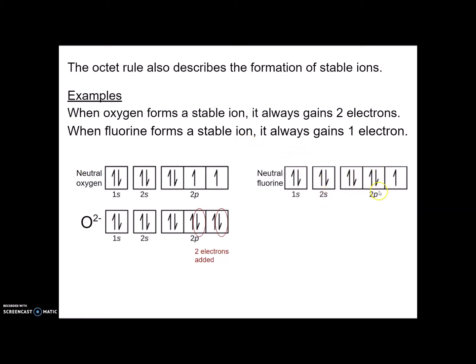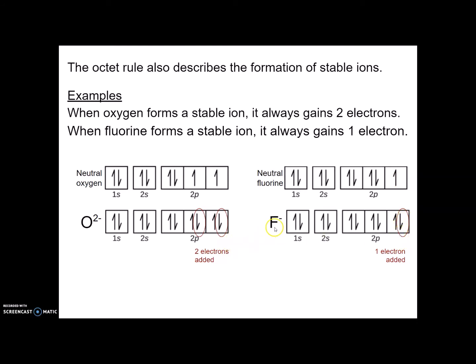Here's neutral fluorine's orbital diagram. When it forms an ion, it's going to gain just 1 more electron to fill its 2p sublevel. And by gaining 1 electron, fluorine's charge becomes -1. Okay, so we add the number of electrons needed in order to reach an octet.